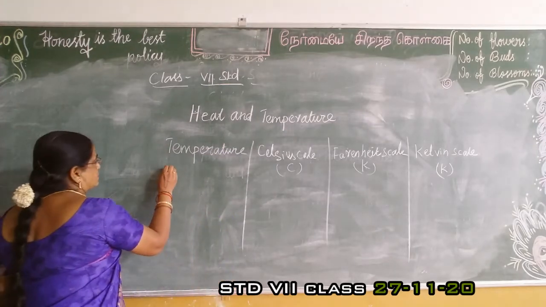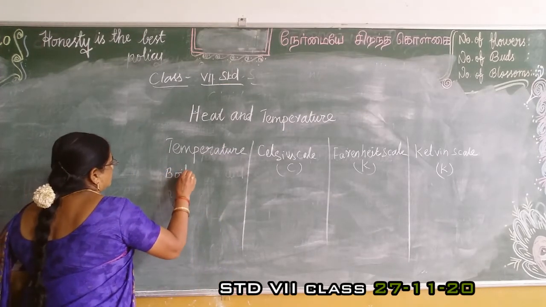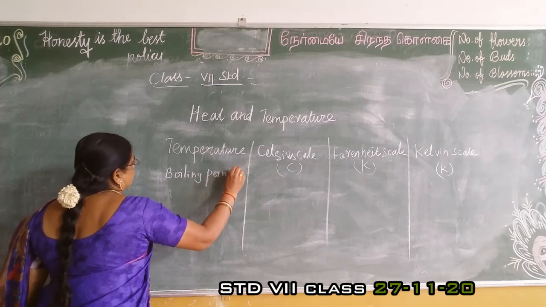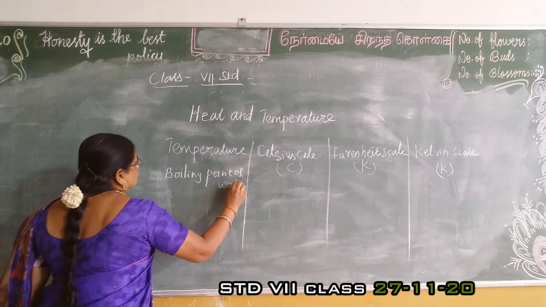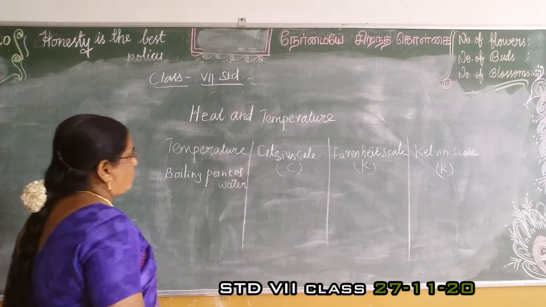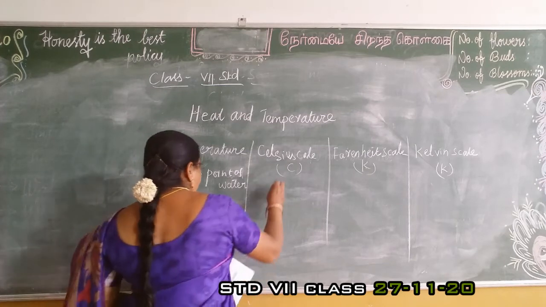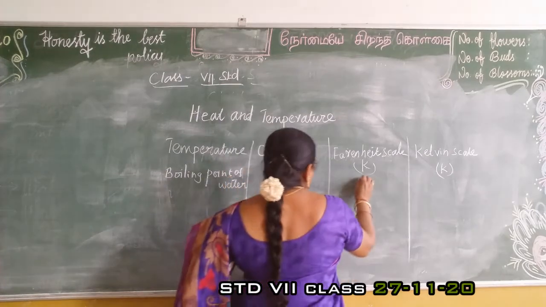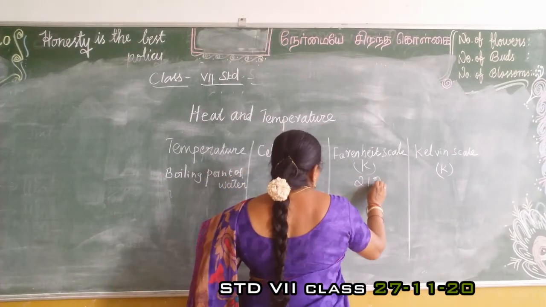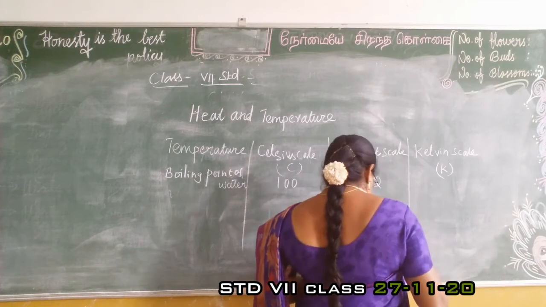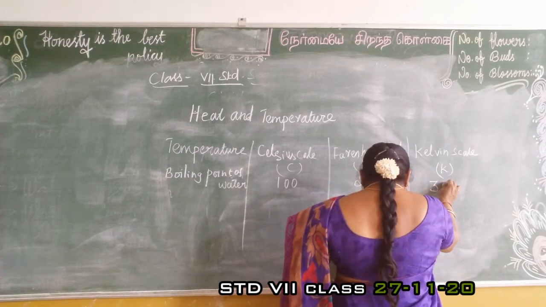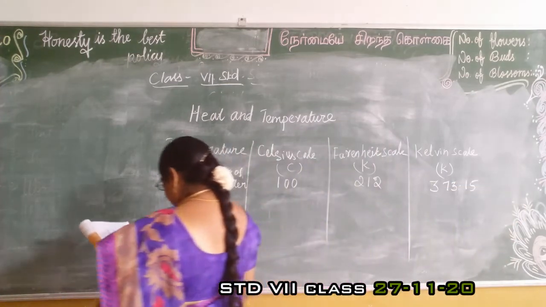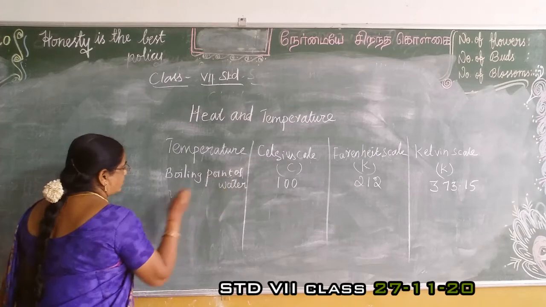The first temperature is the boiling point of water. Boiling point of water in the Celsius scale is 100 degrees Celsius. In the Fahrenheit scale, 212 degrees Fahrenheit. In the Kelvin scale, 373.15.